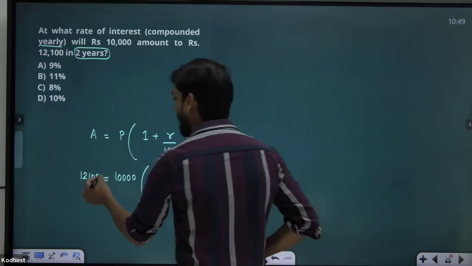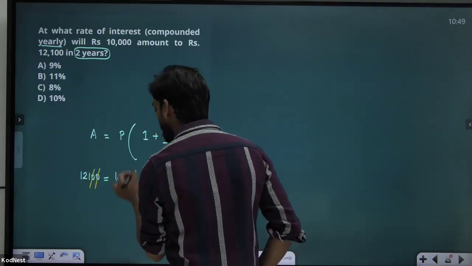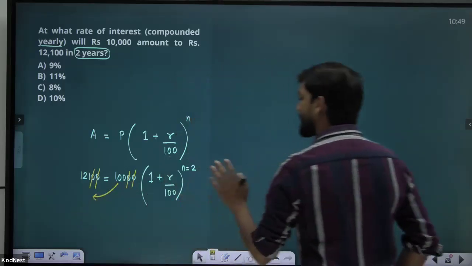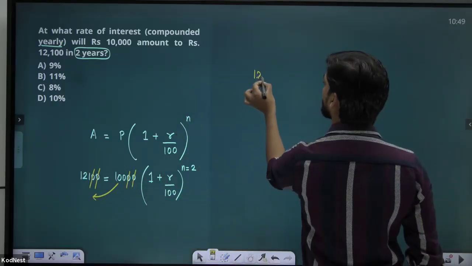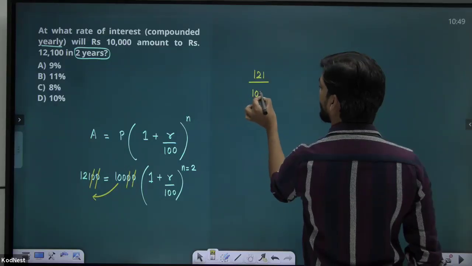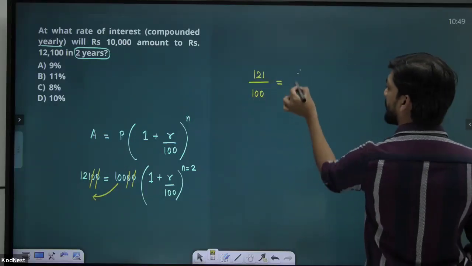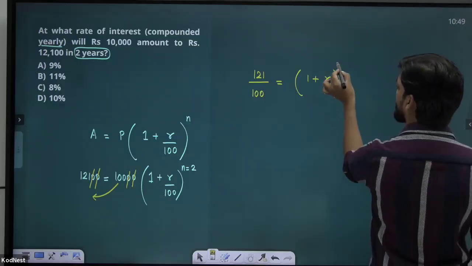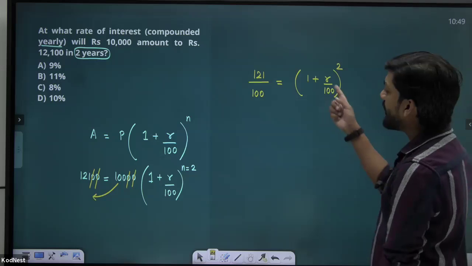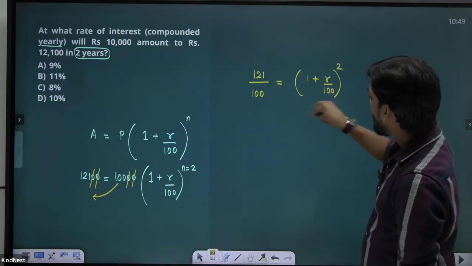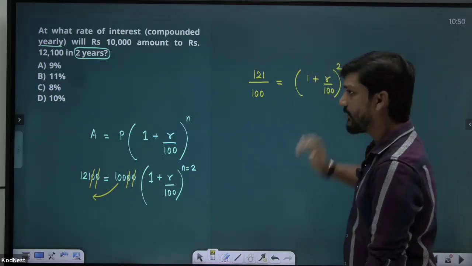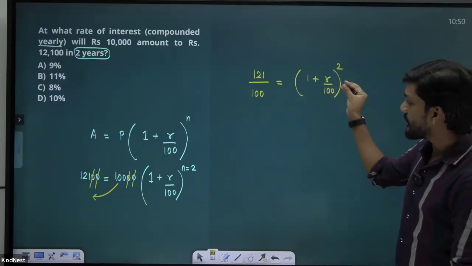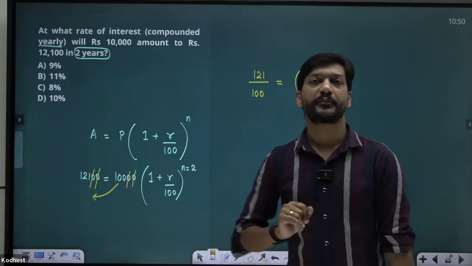So cancel the zeros. After this, you write the 100 there. You will understand the reason: 1 plus r by 100 whole square. You have taken 100 there so that the unknown part comes on the right side. This is the unknown part. The unknown values are on the right side, the known values on the left side.